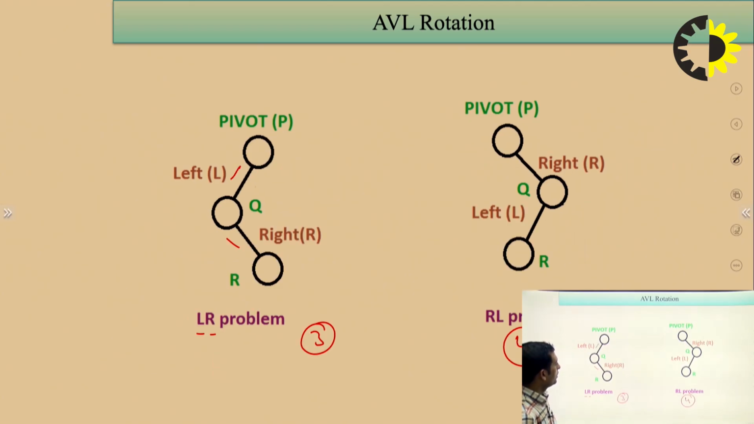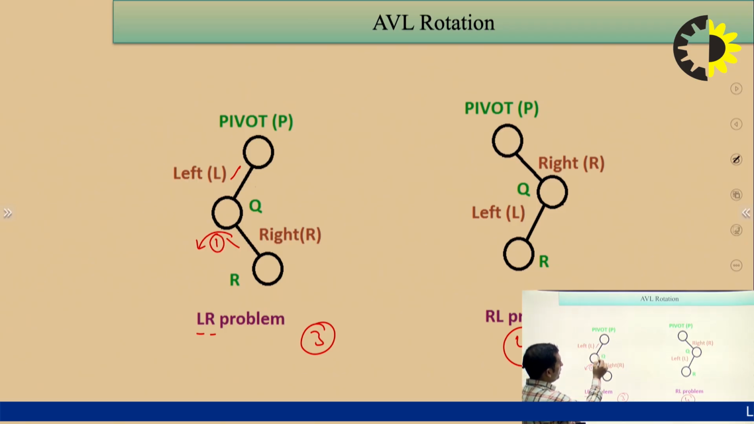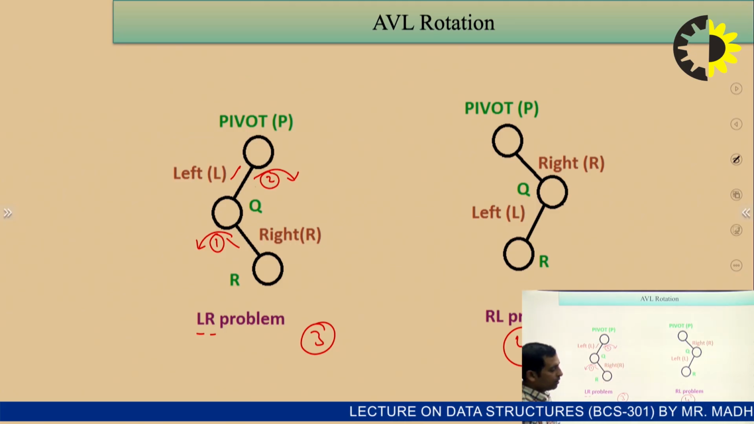Now, in this situation, what happened? In both situations, two rotations are required: first at the Q and second at the P. Just see the directions. At the Q, our tree is inclined to the right side. So rotate to the left side, first rotation. And the second rotation at the P, in which direction? At the point P, our tree is inclined to the left. So rotate right to balance the tree.